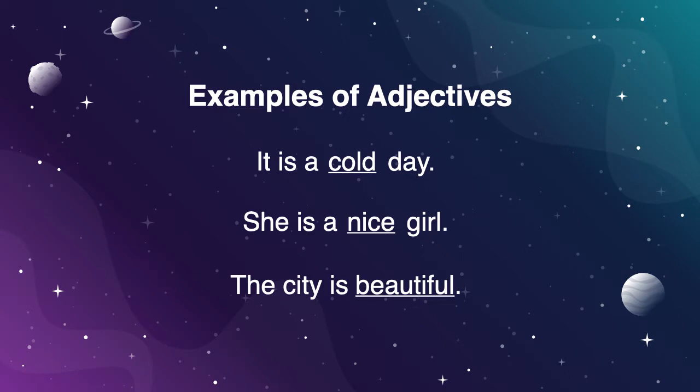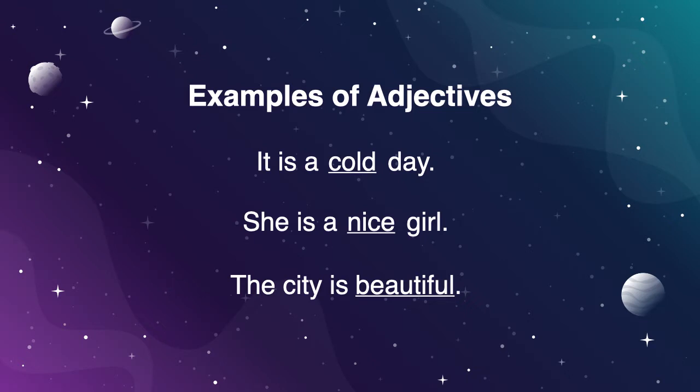It is a cold day. Here day is a noun and day के बारे में कौन सा word बता रहा है? Cold. So cold will be an adjective. Now another example. She is a nice girl. यहाँ girl क्या है? Noun. और noun के बारे में कौन सा word बता रहा है? Nice. So here nice is an adjective.